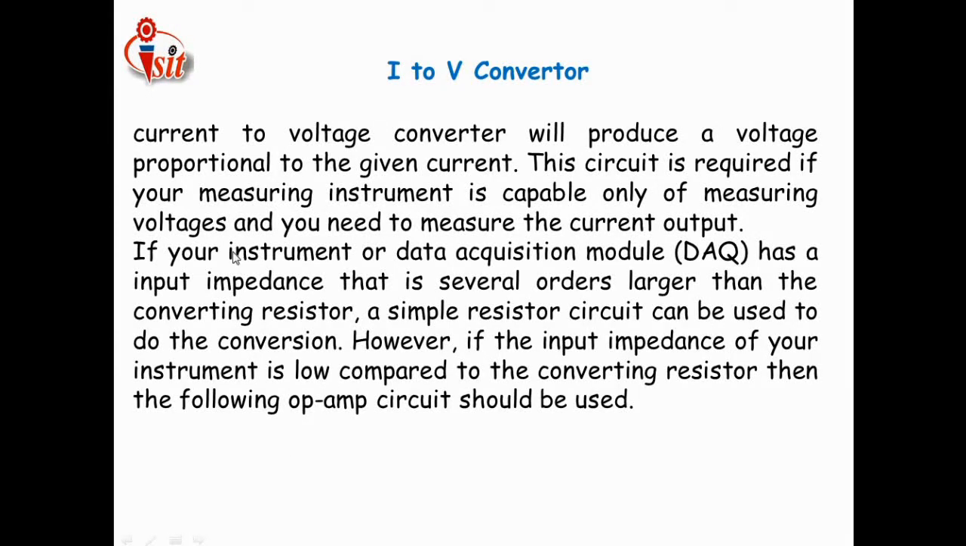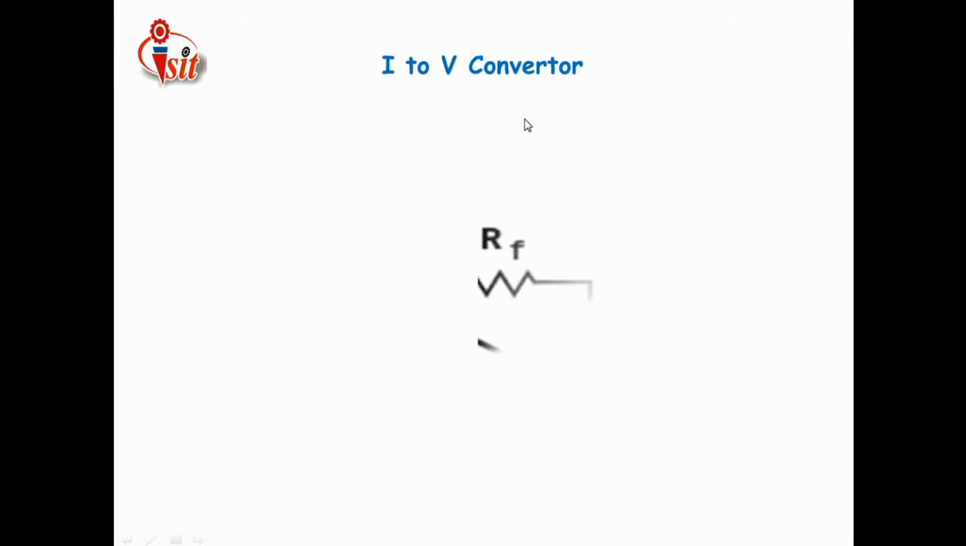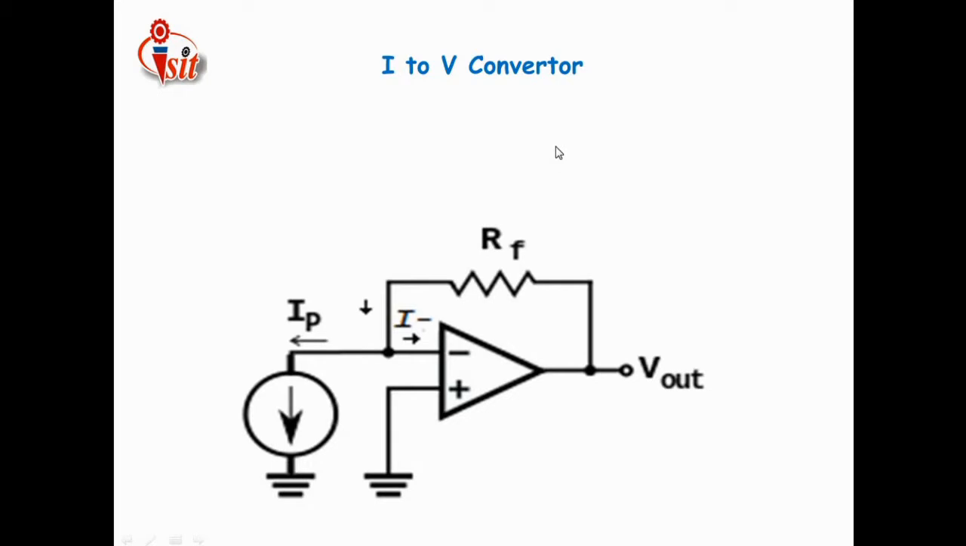That means a simple resistor can be used for the conversion, but there is some limitation. However, if the input impedance of your instrument is low compared to the converting resistor, then the following op-amp circuit should be used. And what is that op-amp circuit? That op-amp circuit is nothing but the I to V converter, that means the current to voltage converter. Now this is a diagram of the current to voltage converter.